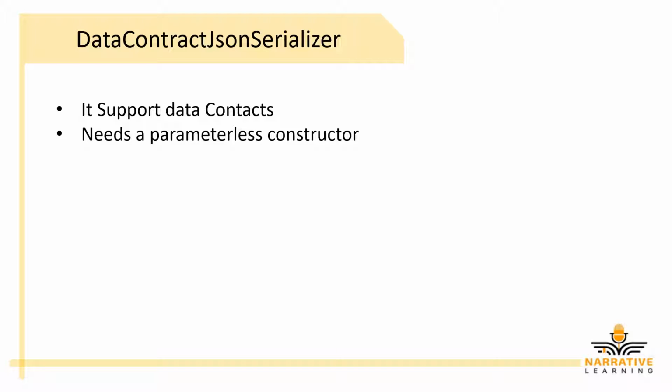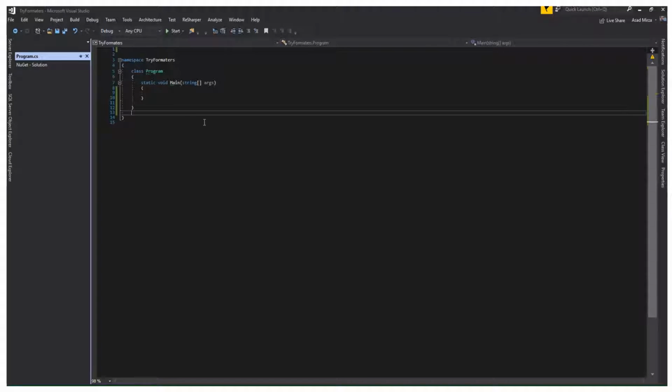So the next one is data contract JSON serializer. According to Microsoft, it serializes the object to JSON and deserializes the serialized JSON back to the object. So to understand it more, we need to go into the demo and see it in a bit more detail. So let's start with the demo.